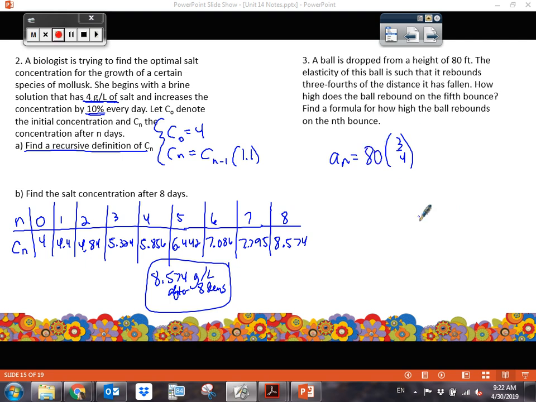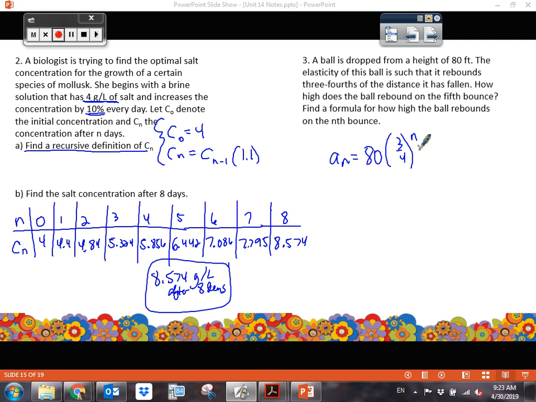Okay, but what I'm choosing to do is make that n. Let me explain why. And I'm choosing to start with an n of 1. So if I make this an n of 1, then what have I calculated? I have calculated the first rebound, right? Because 80 times 3/4 would give me the height of the first rebound. So my number 1 means first rebound. That's how I'm writing the formula. Again, you don't have to write it this way. There are other ways.